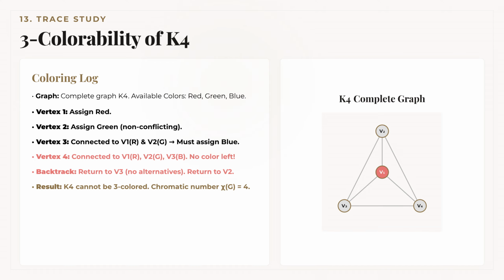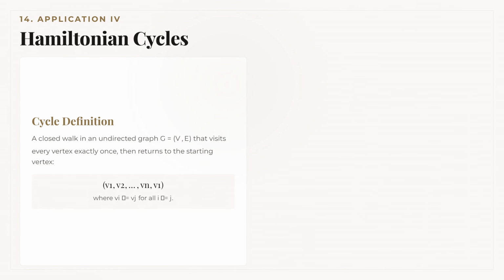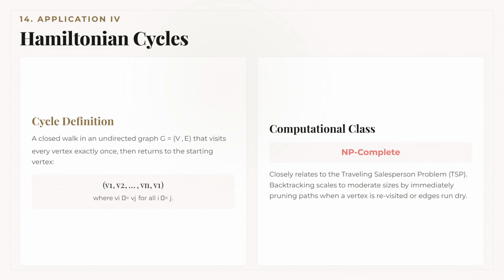Now, let us move to the final application, Hamiltonian cycles. A Hamiltonian cycle is a cycle in a graph that visits every vertex exactly once and returns to the starting point. This is one of the most famous problems in graph theory. Unlike ordinary cycles, a Hamiltonian cycle must include every vertex exactly once. Finding such cycles is computationally challenging because the number of possible paths grows extremely rapidly.